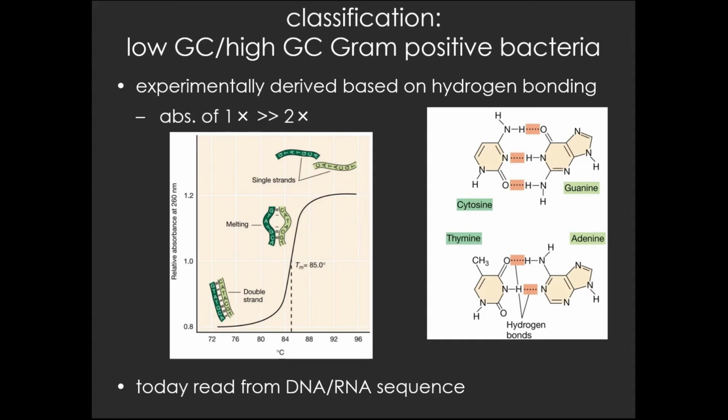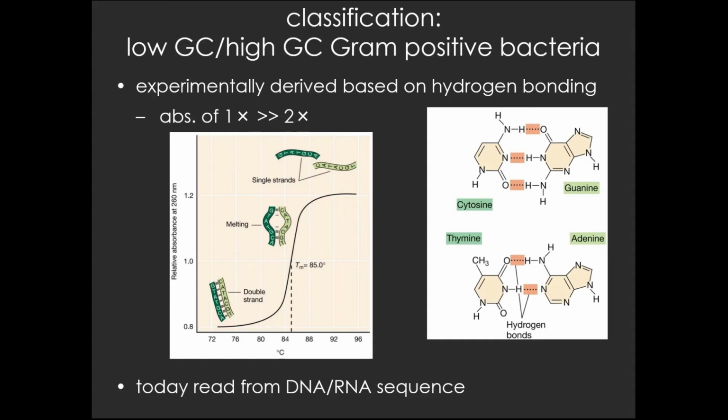So the higher the melting point, the higher the GC content of that bacterium. What that allowed them to do was not determine exactly what the GC content was, but it allowed them to determine and separate bacteria into high GC content bacteria and low GC content bacteria.